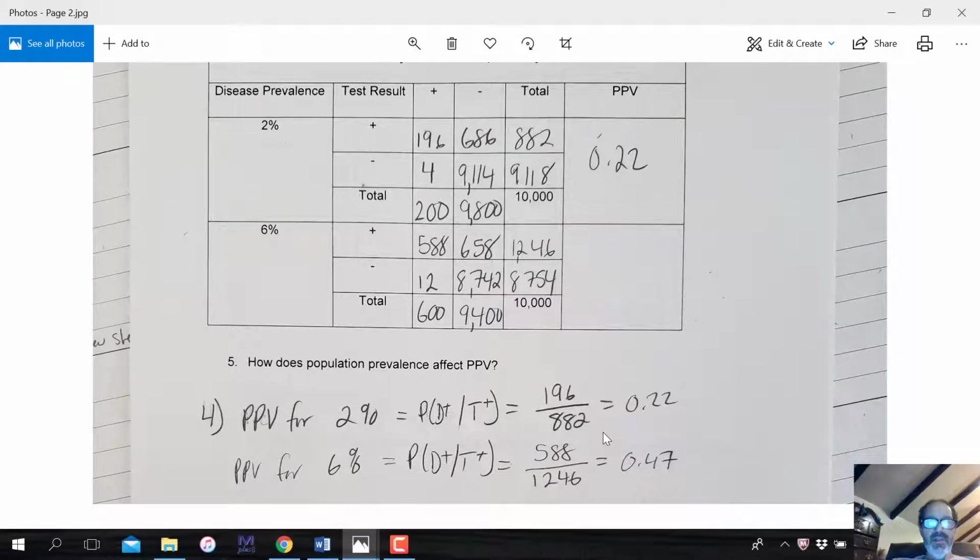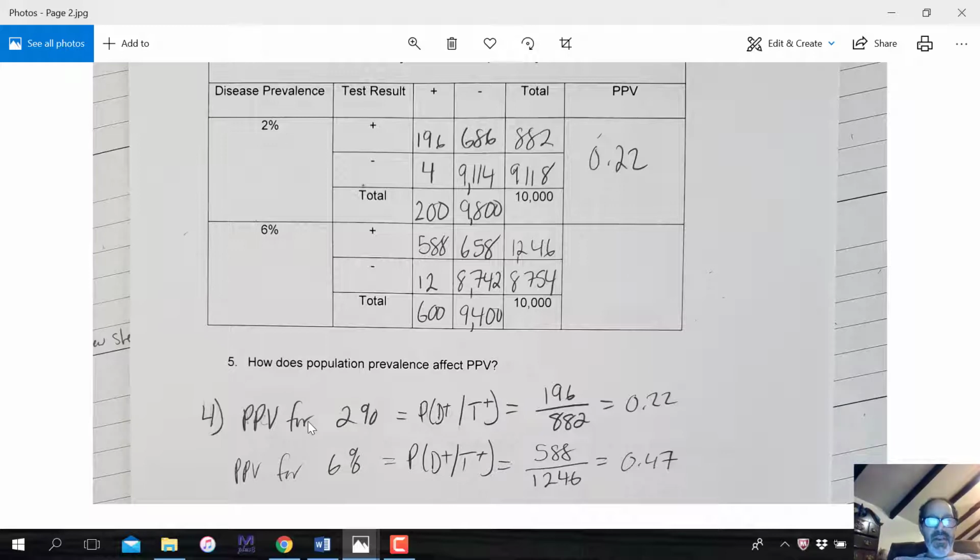How does population prevalence affect PPV? Okay, PPV is the positive predictive value of a test. The positive predictive value of a test. That means it's important that you listen to this. It means the probability that one has the disease given one tests positive. So see how that's opposite of what we did for sensitivity and specificity? So this is the probability of testing positive given one has the disease.